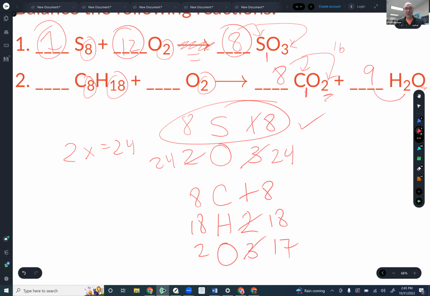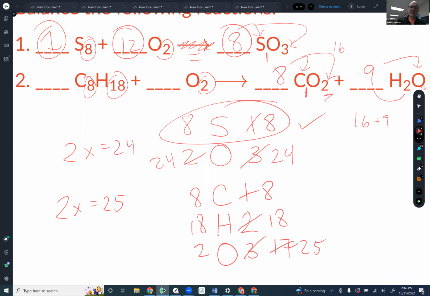Now my hydrogens are balanced, but I changed my number of oxygens. I have 16 plus 9, which is 25. That's still not balanced, so we have to change the number of oxygens on the left. So I end up with 2 times x is equal to 25. Well, that doesn't work out to a nice 12 this time. In fact, it's 12.5.